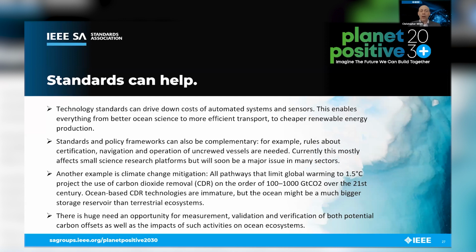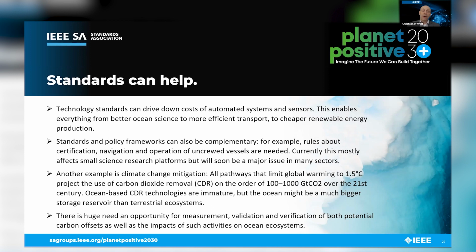We also find it useful to realize that standards and policy frameworks can be complementary. There are rules needed for certification and navigation and operation of uncrewed vehicles of all kinds. Right now, we're dealing with little robots that are mostly science instruments, but we're on the cusp of much larger scale automation in many big commercial sectors.